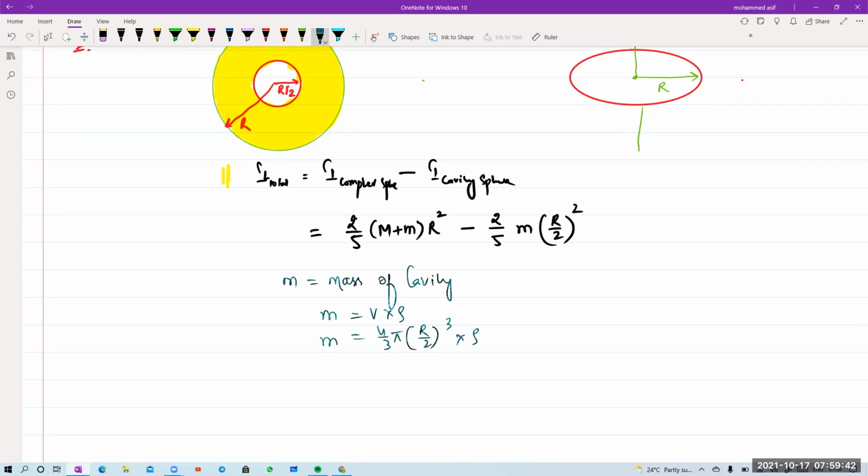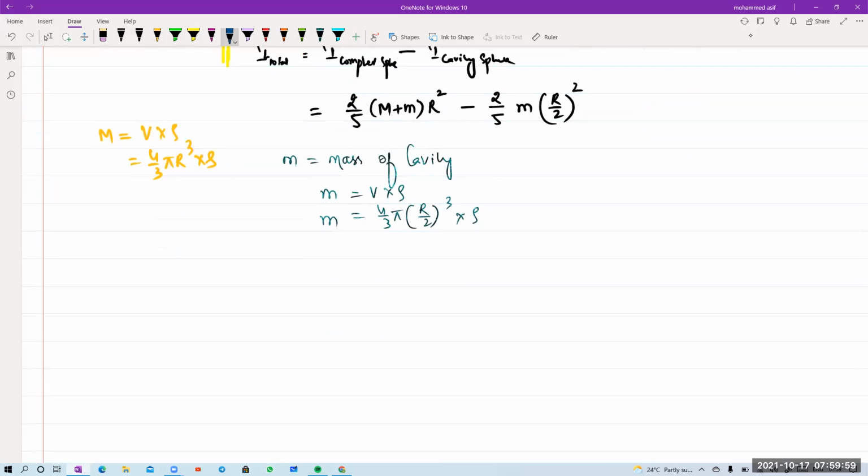This is small m, and the original one will have the mass of how much, beta, before cutting. Mass is equal to volume into density. Volume is equal to 4 by 3 pi into capital R cube into rho. If I compare these two, isn't it? So comparing these two relations, I can write here small m will be equal to 4 by 3 pi into your r cube into 1 by, this will become how much for me, beta, 2 cube into your rho.